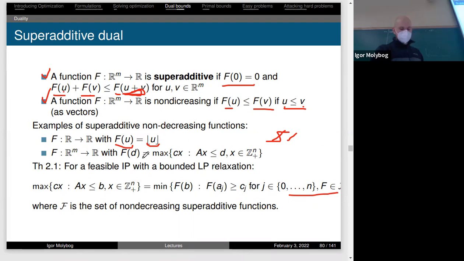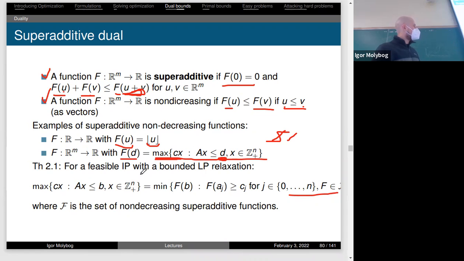Another important example is the result of an integer maximization problem. It turns out that it is superadditive and non-decreasing in D. If you vary D, the right-hand side, then the corresponding optimal value of the integer programming problem will give you a function that is superadditive and non-decreasing. This is not an obvious fact by itself, but you can prove it.